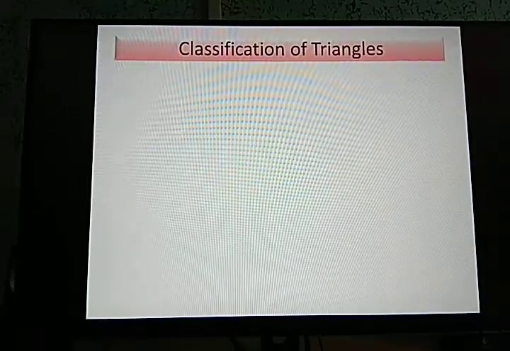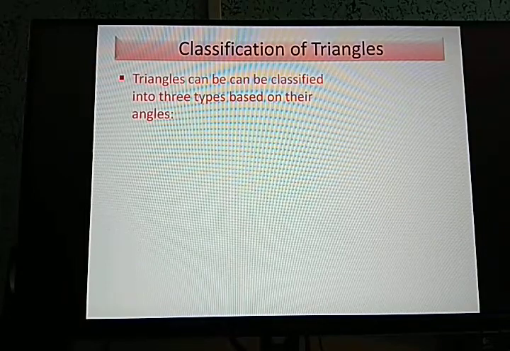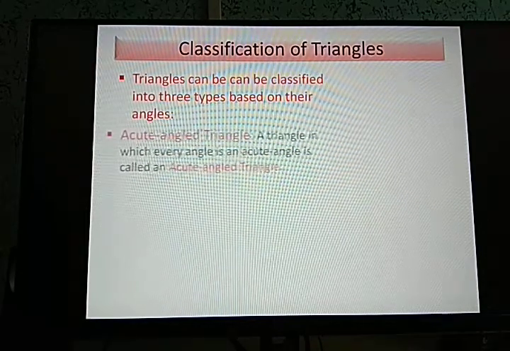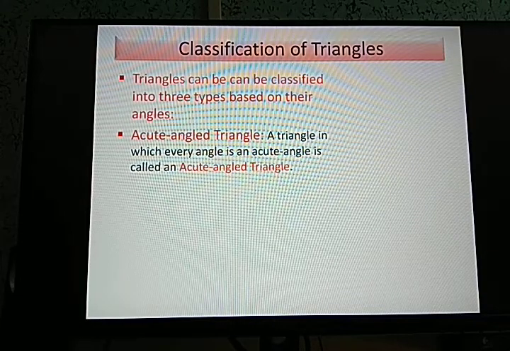Now moving on to the classification of triangles based on their angles. Based on their angles also we have 3 different types of triangles. Number 1 is acute angle triangle. So what is an acute angle triangle? A triangle in which every angle is an acute angle is called an acute angle triangle.